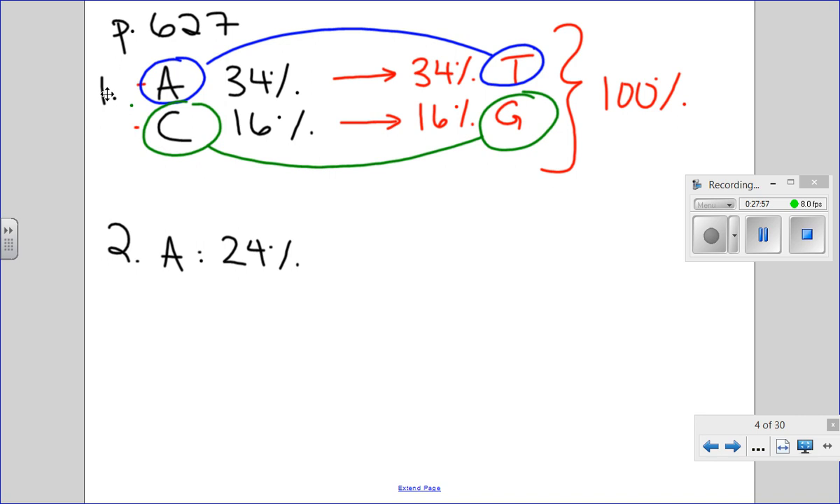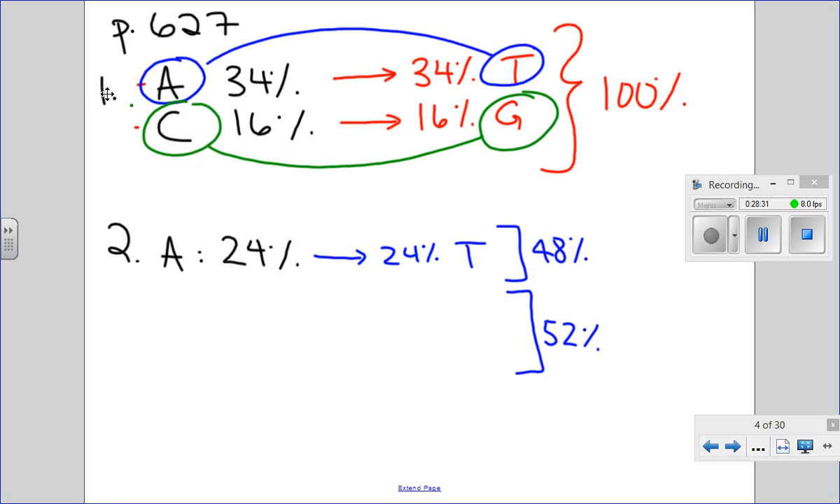Now, question 2, I think, is more realistic. They give you one number, and you have to determine all of the other numbers from it. I would always start with the easiest thing. The easiest thing is for me to say, well, if there's 24% A, there has to be 24% T. Together, that accounts for 48%. So I know that the rest of it has to be 52%. That's what's left to make 100.